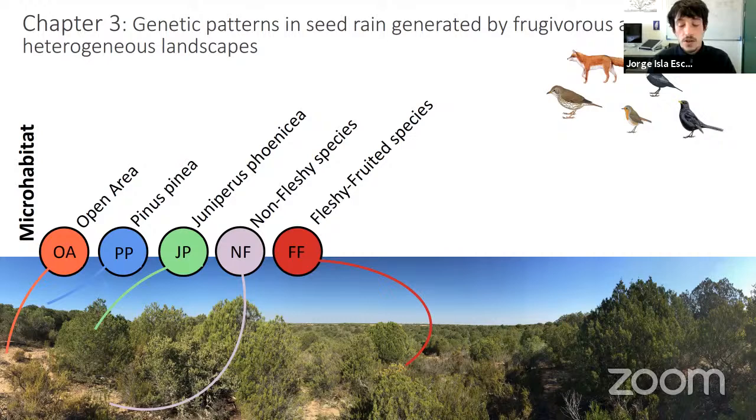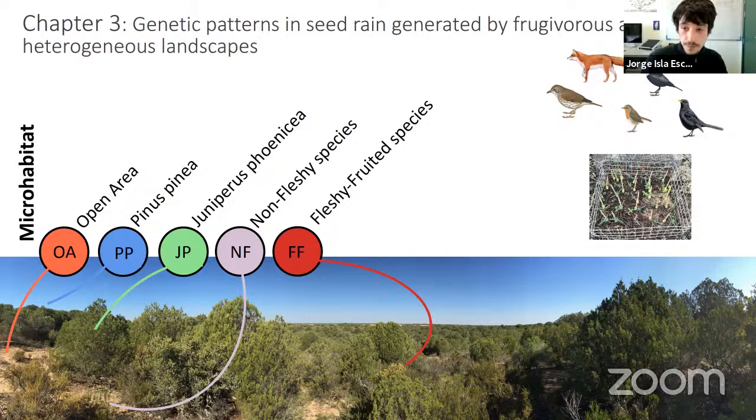This is important because of the preferences of the frugivorous animals, and it is also important from the seed point of view, because the probabilities of germination are not the same. For example, the summer survival of the seeds could be very different under different types of microhabitats. From a seedling point of view, it is not the same to survive the summer in Doñana in an open area microhabitat as, for example, under a juniper plant.